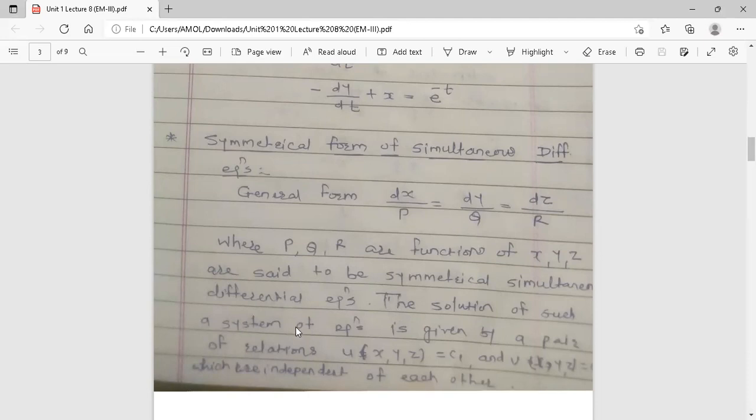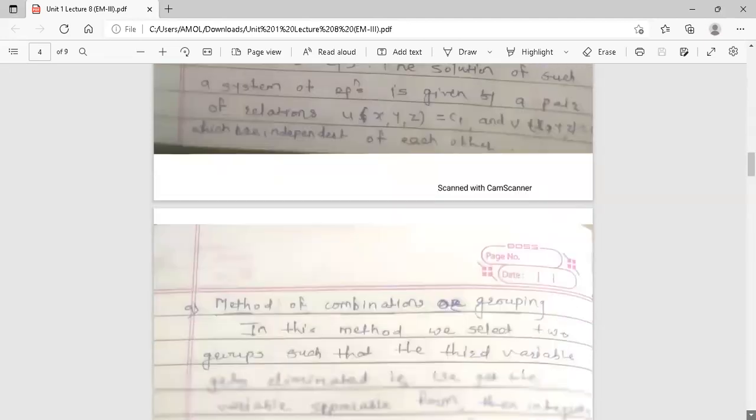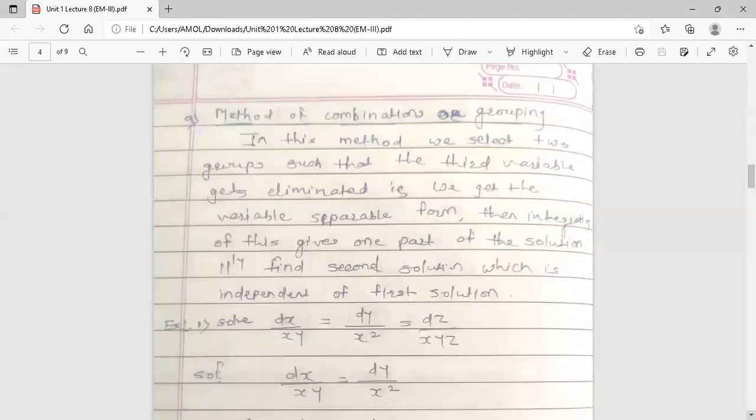The solution of such a system of equations is given by a pair of relations u of x, y, z is equal to c1 and v of x, y, z is equal to c2, which are independent of each other. Means when we solve symmetrical simultaneous differential equation, then we have two sets of solutions, u of x, y, z is equal to c1 and v of x, y, z is equal to c2, which are independent to each other. Remember it.